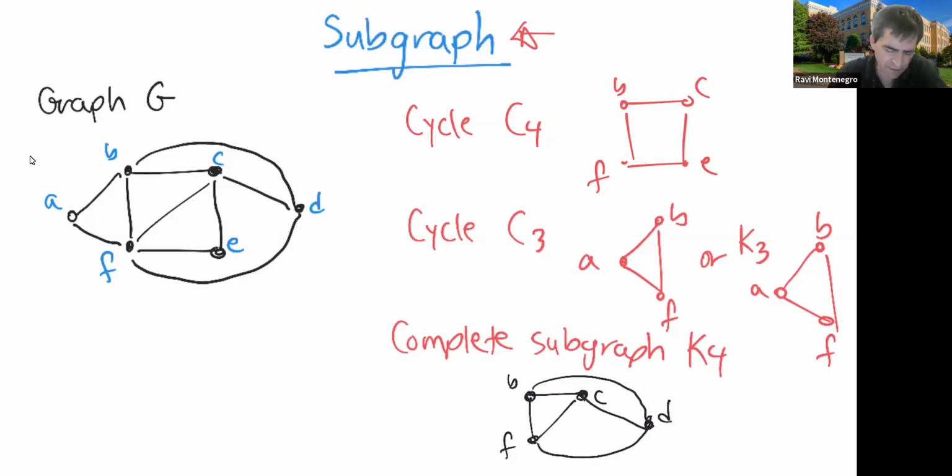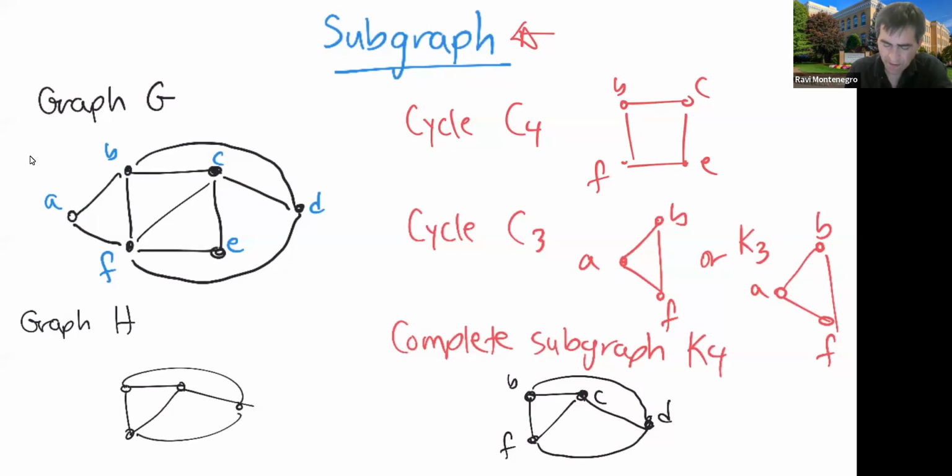Now we have some notation that we use for subgraphs. If I have, say, graph G, and then I have another graph H, let's say I take that complete subgraph, then the way that we say it's a subgraph is that we write H with a less than or equal sign in G. So that less than or equal sign just tells us that H is contained in G.